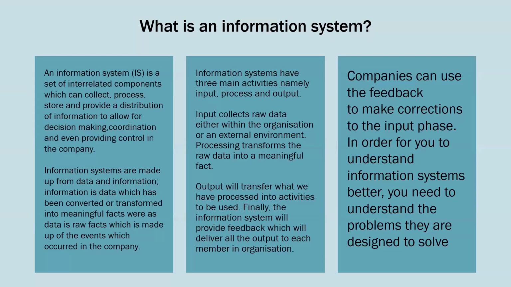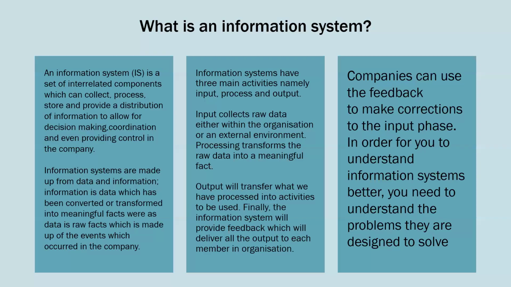So input, basically, it collects the raw data, right? Then processing, it transforms that raw data into meaningful facts. Then output will transfer what has been processed so that you can use it in whatever you want to do. Then there is another hidden activity which is called feedback, where the output from the information that comes out can also be put back again into the input, so that it can provide more like a feedback loop, right? So basically, that is information systems.